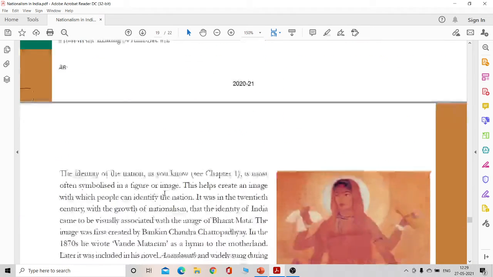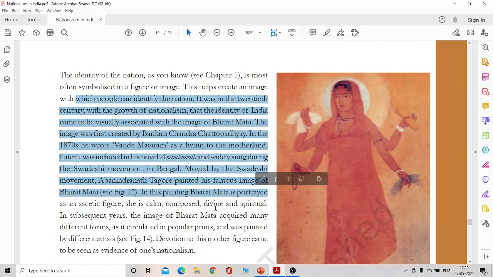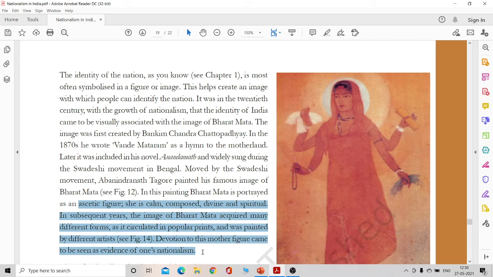So here you would get the image of Bharat Mata that was created by Abanindranath Tagore, and we see that Bankim Chandra Chattopadhyay's book Anandamath sort of gave this imaginary status, and of course a mother figure of India was created through the song Vande Mataram. Later, she became popular through paintings, and Bharat Mata was recreated many times through popular prints, painters, etc.